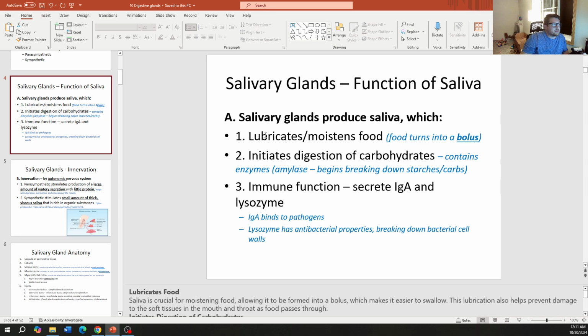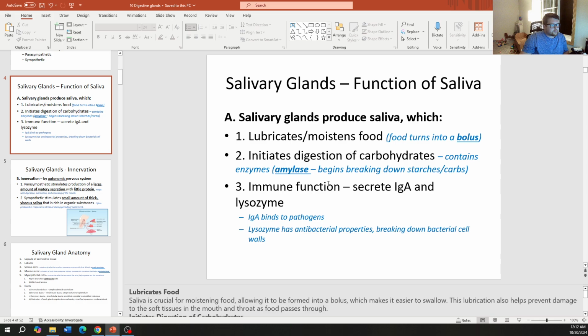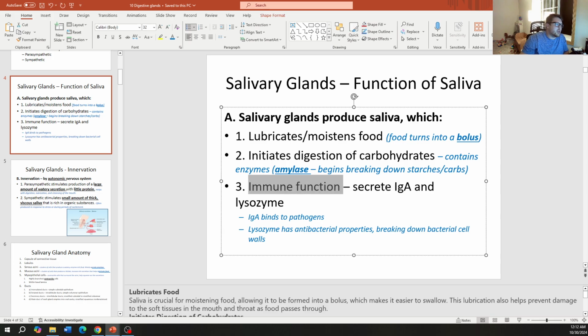So salivary glands produce saliva. The purpose of saliva is to lubricate or moisten food. Starting digestion, it has a specific enzyme, the enzyme amylase, which breaks down starches, which are our carbohydrates, as well as an immune function with IgA. Remember, IgA stands for immunoglobulin A, as well as another enzyme called lysozyme. This has antibacterial properties, and it breaks down the cell wall of bacteria.